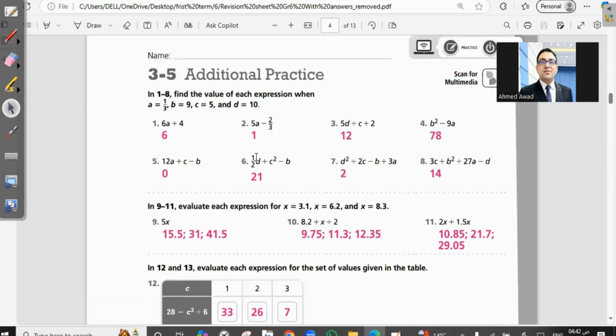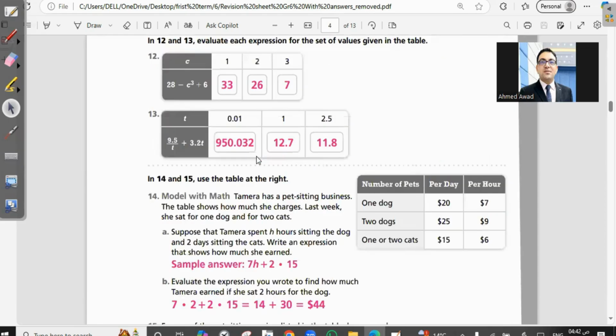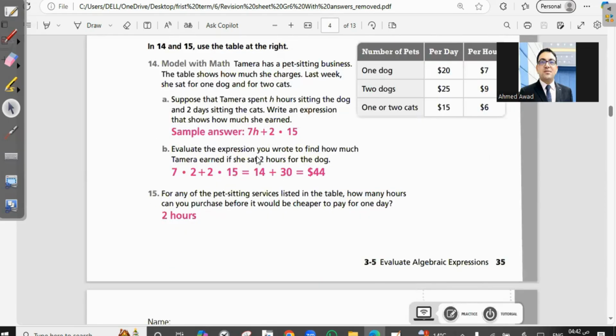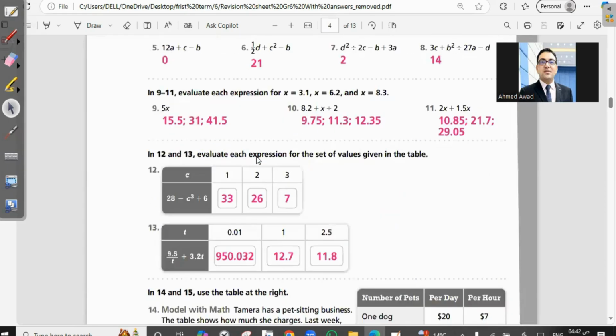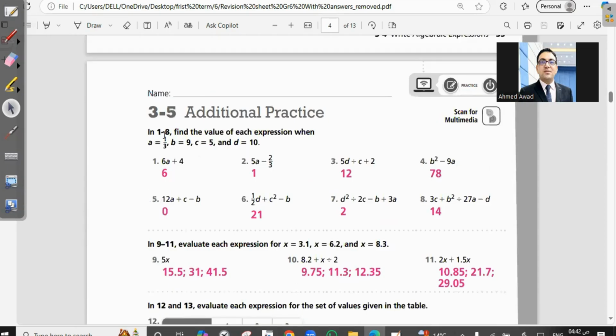Now, guys, in this lesson, how can we evaluate an algebraic expression? In this one, guys, he said in 1 to 8 find the value of each expression when a equals 1 over 3, b equals 9, c equals 5, and d equals 10. So we just substitute, guys. So in number 1, how can I solve number 1? Let's take these questions.